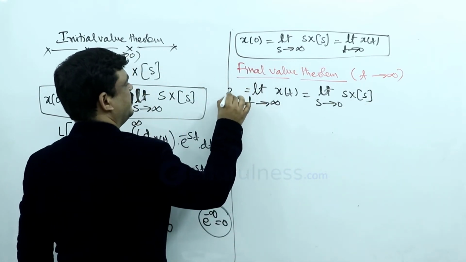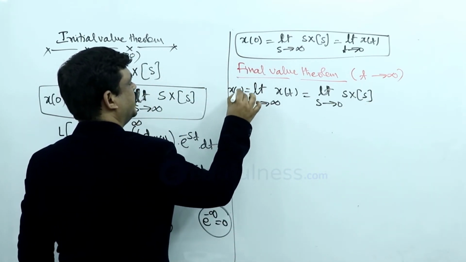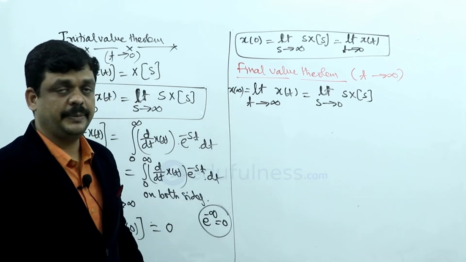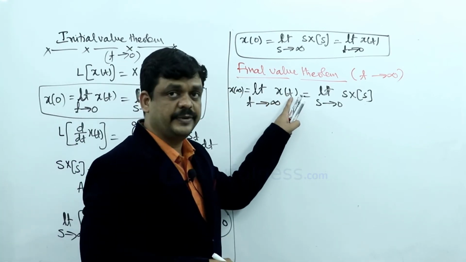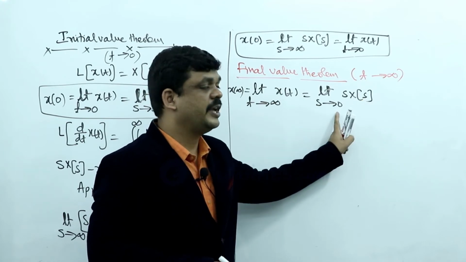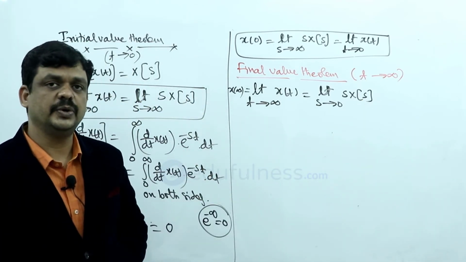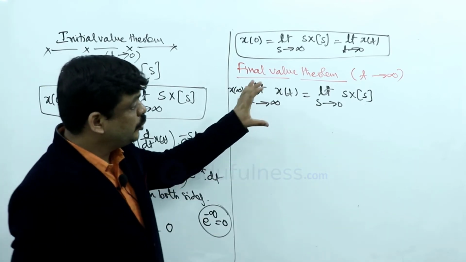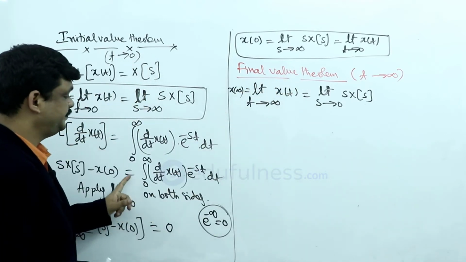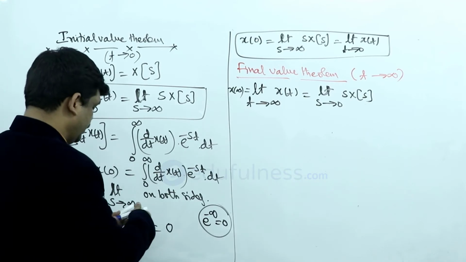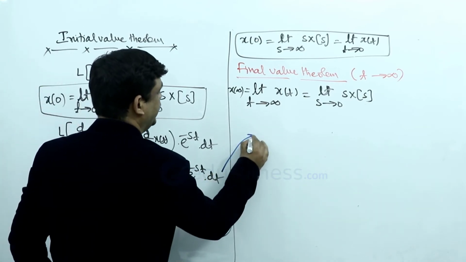This is x of infinity here. That means t becomes infinite. In frequency domain, s becomes 0. So this is the standard statement of final value theorem. So to prove this theorem, again I am taking this equation. So this equation I am writing directly here.